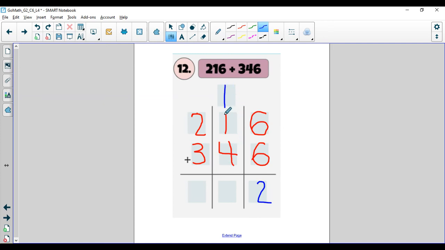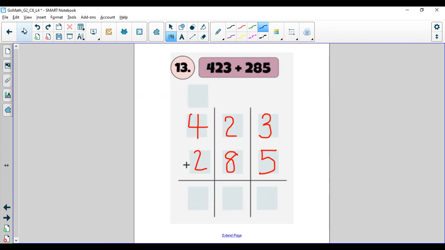Now we add our tens. 1 plus 1 is 2. 2 plus 4 is 6. And then we can move to our hundreds. 2 plus 3 equals 5, for a total of 562.